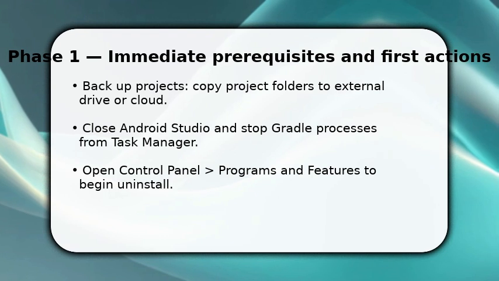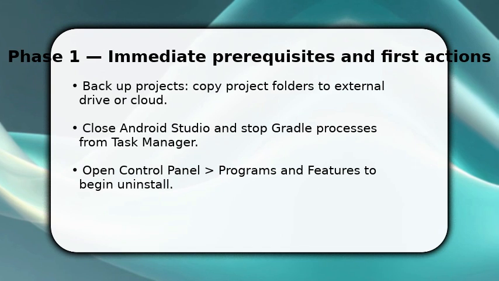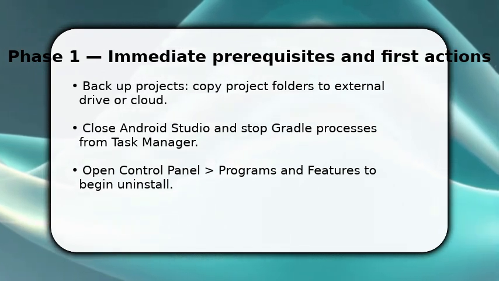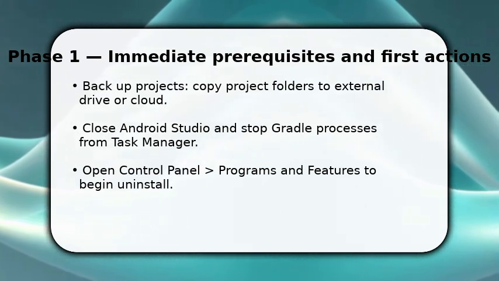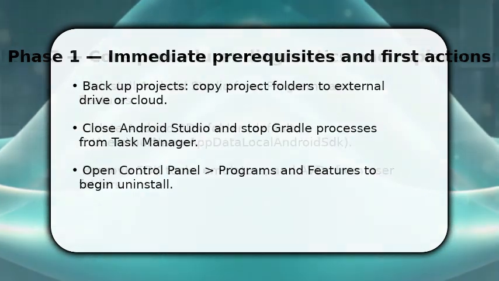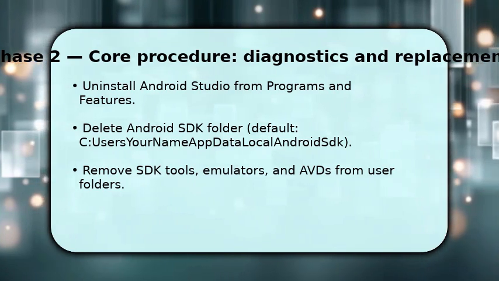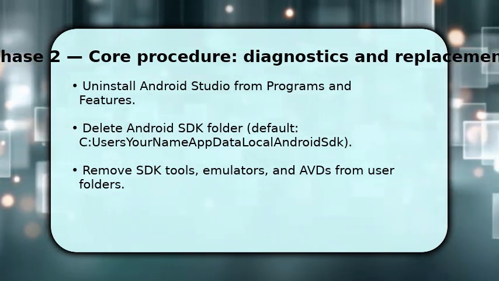You're acting now to avoid permission errors later, so don't skip the backup and process kill steps. You uninstall Android Studio from Programs and Features. Choose Uninstall and follow prompts. After the app is removed, go to the default SDK path, usually C:/Users/your name/AppData/Local/Android/SDK, and delete the entire SDK folder to reclaim space.